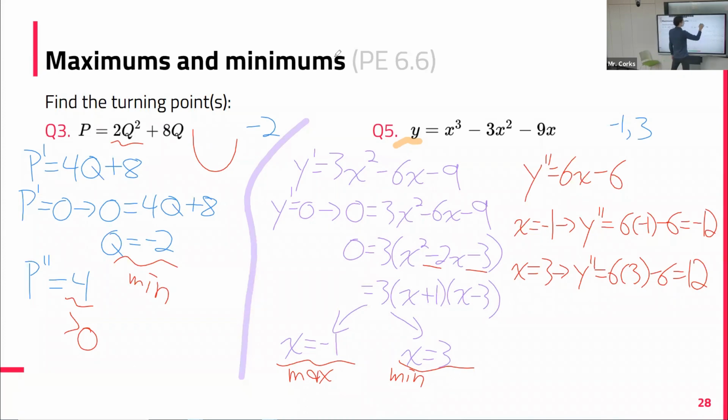So again, all of these make sense with what we can expect from the graph. This was a positive x cubed, so this kind of pattern is what we were expecting. We had a maximum point first, minimum point second. That matches what we expect to see from this graph. Give people a moment to write if they need it. Good. All right, going to erase.